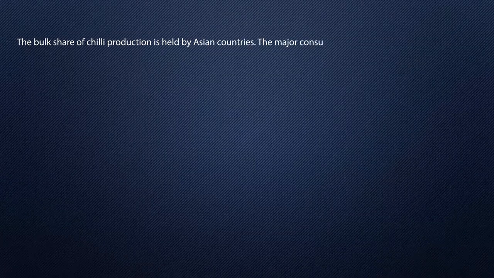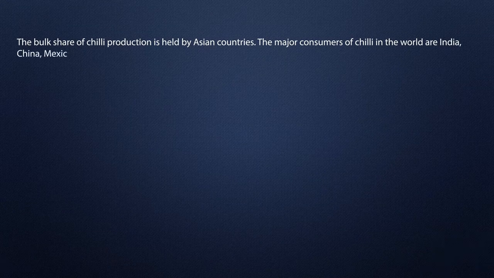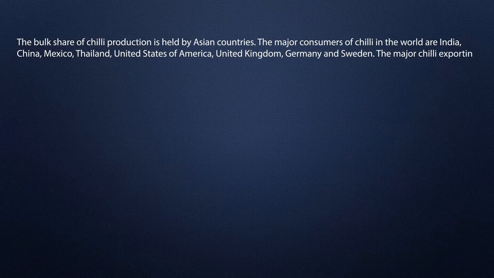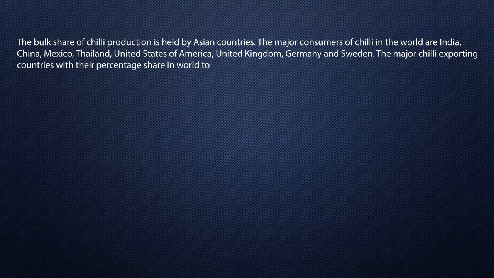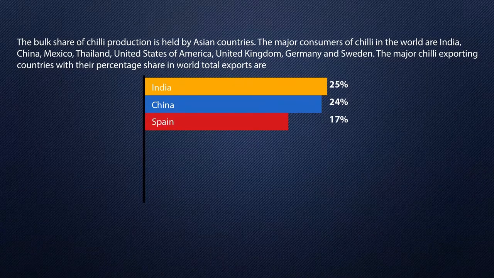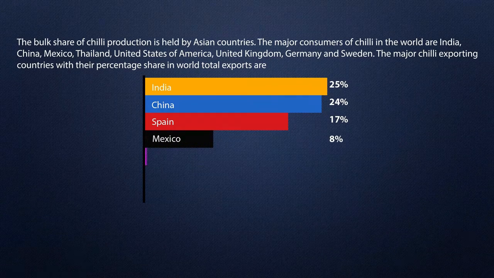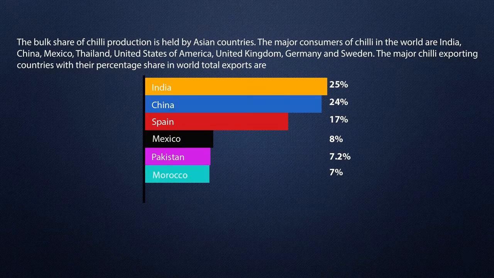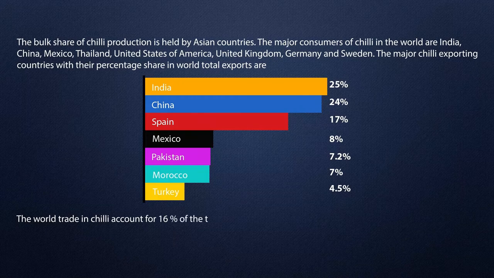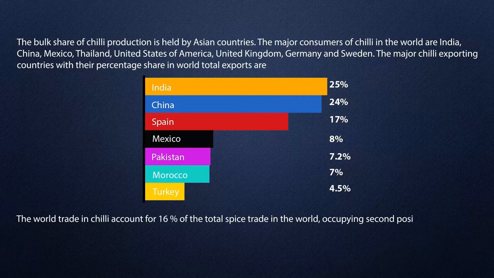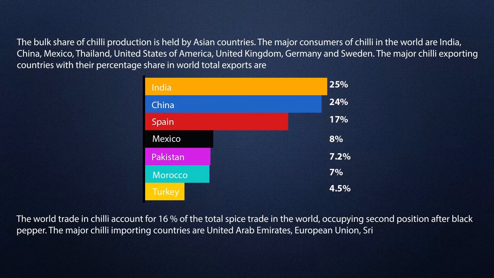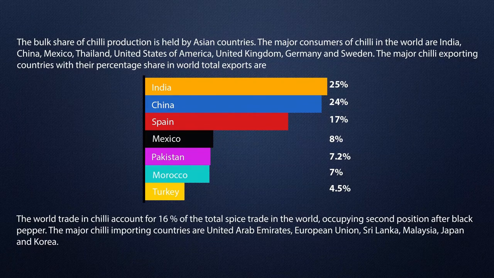The major consumers of chili in the world are India, China, Mexico, Thailand, United States of America, United Kingdom, Germany, and Sweden. The major chili exporting countries with their percentage share in world total exports are India, 25%, China, 24%, Spain, 17%, Mexico, 8%, Pakistan, 7.2%, Morocco, 7%, and Turkey, 4.5%. The world trade in chili accounts for 16% of total spice trade in the world, occupying second position after black pepper. The major chili importing countries are United Arab Emirates, European Union, Sri Lanka, Malaysia, Japan, and Korea.